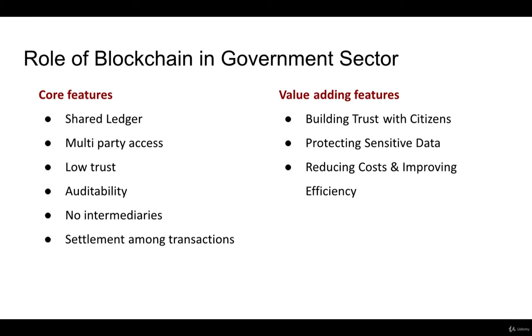So reconciliation is easier. So the system efficiency can be improved, and the intermittent costs of copying data or checking or manual inspections can be reduced to zero. So typically in systems where you want to do intra-governmental transfers of information or funds, it becomes very easy through the blockchain, and thus we can reduce the costs and improve the efficiency. So this was basically regarding how the core features and the value-added features of blockchain can help to play an important role in the government sector.